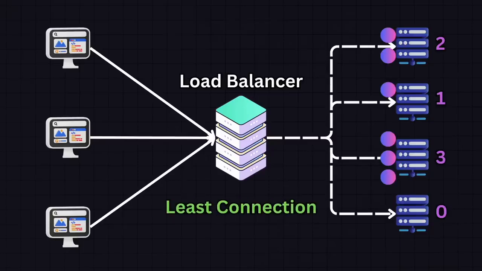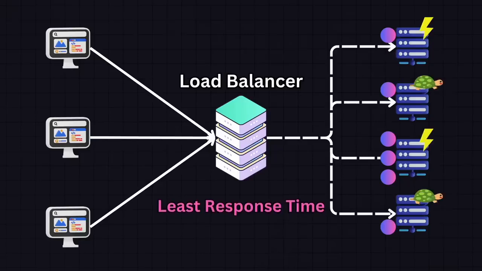Next one is the least connections algorithm, which directs traffic to the server with the fewest active connections. It's ideal for longer tasks or when the server load is not evenly distributed. Next we have the least response time algorithm, which chooses the server with the lowest response time and fewest active connections. This is effective when the goal is to provide the fastest response to requests.